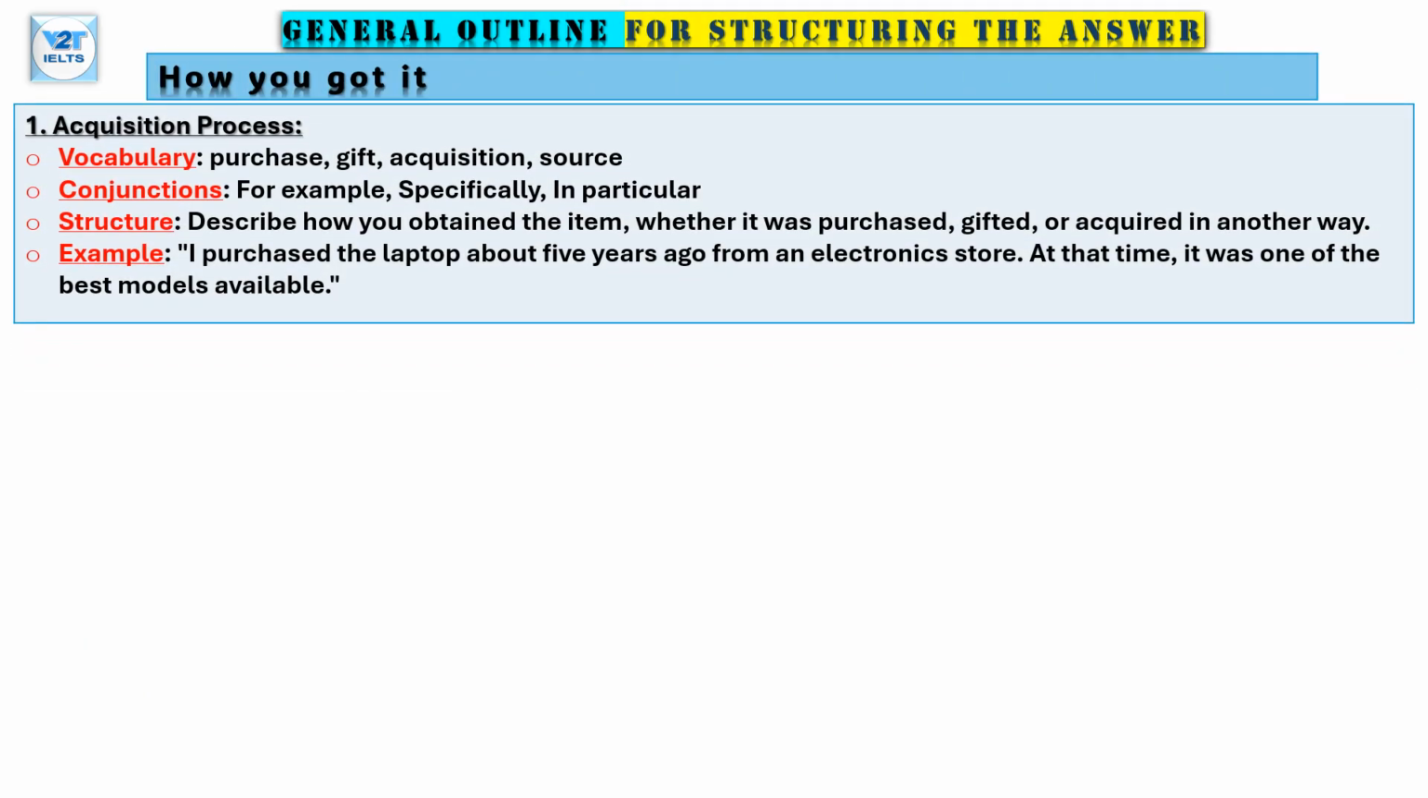How you got it. 1. Acquisition process. Vocabulary: purchase, gift, acquisition, source. Conjunctions: for example, specifically, in particular. Structure: describe how you obtained the item, whether it was purchased, gifted, or acquired in another way. Example: I purchased the laptop about 5 years ago from an electronics store. At that time, it was one of the best models available.